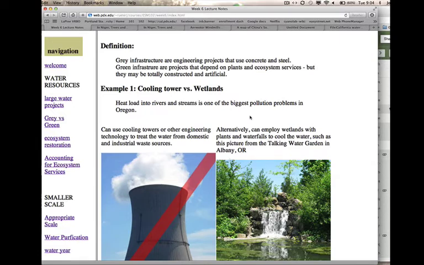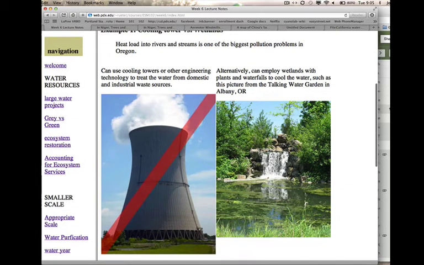I just want to give an example of how you might cool water, either using a cooling tower or wetlands. So we have the heat load in Oregon. The heat load into streams is one of the biggest pollution problems in the state, because all the water we use domestically, as we release it from our homes and from factories and from other uses, flows back into the streams warmer.